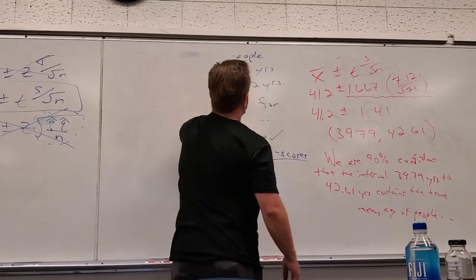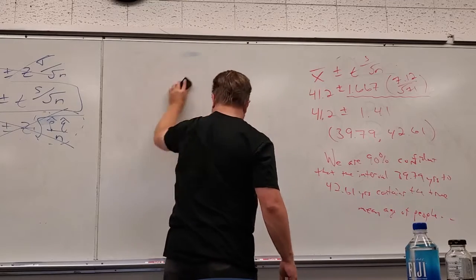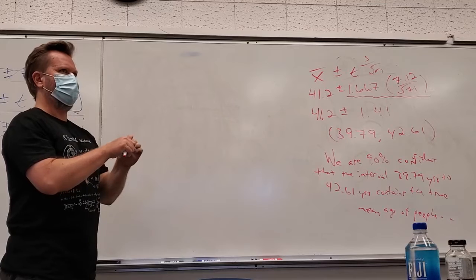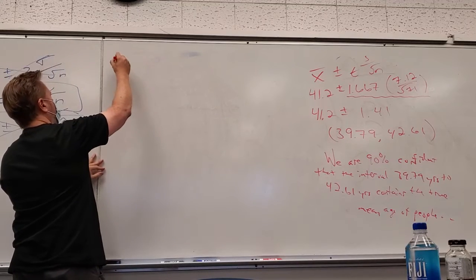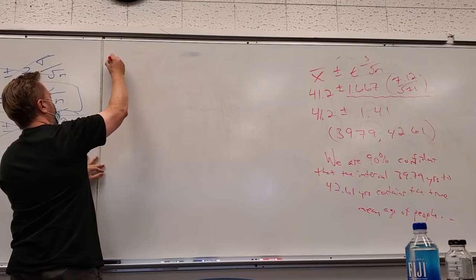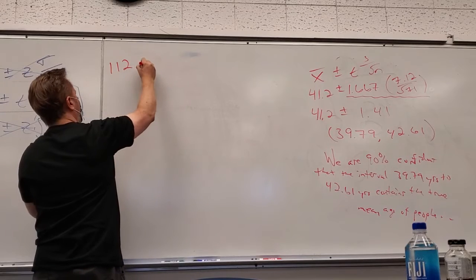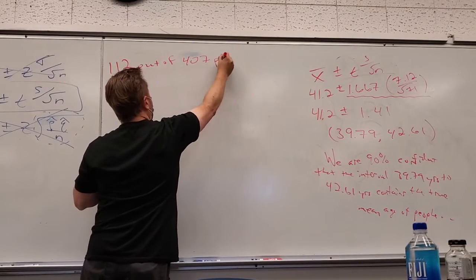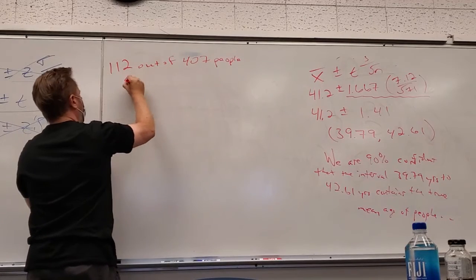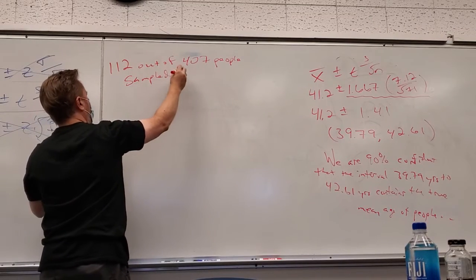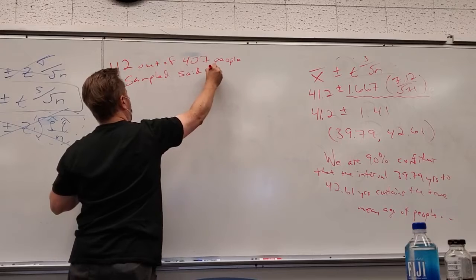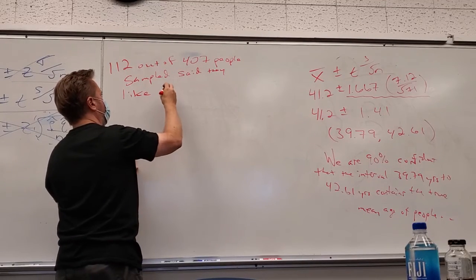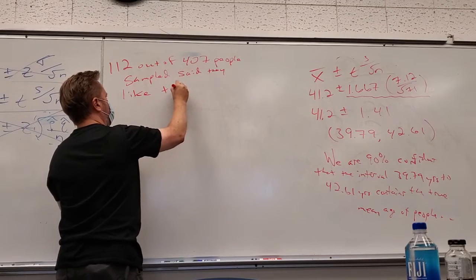And then what we did is all stuff from 8.2, right? That was 8.2, yeah. 8.2 is t-score stuff. This is going to be 8.3. 112 out of 407 people sampled said that they like turnips.